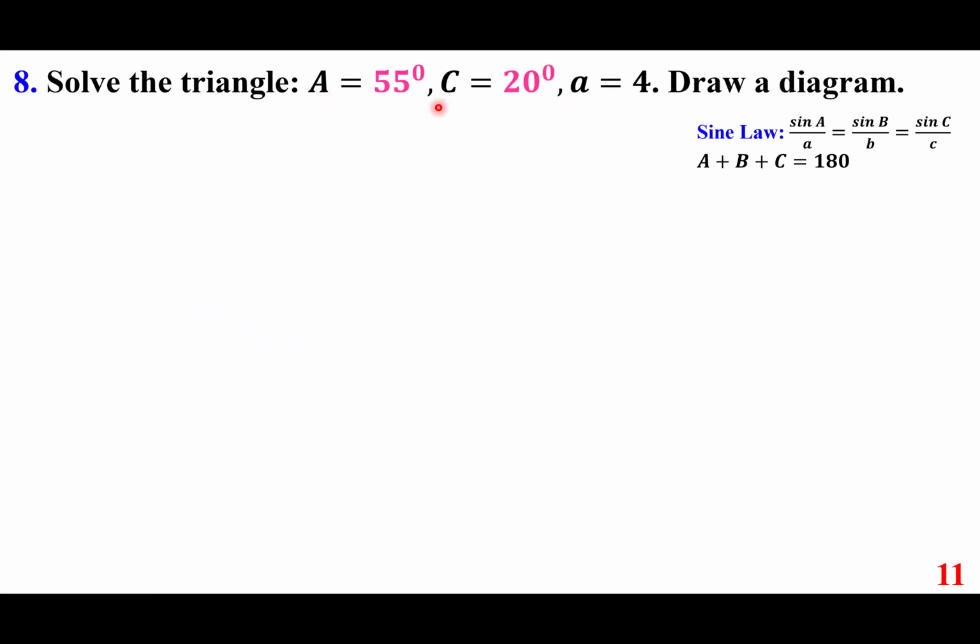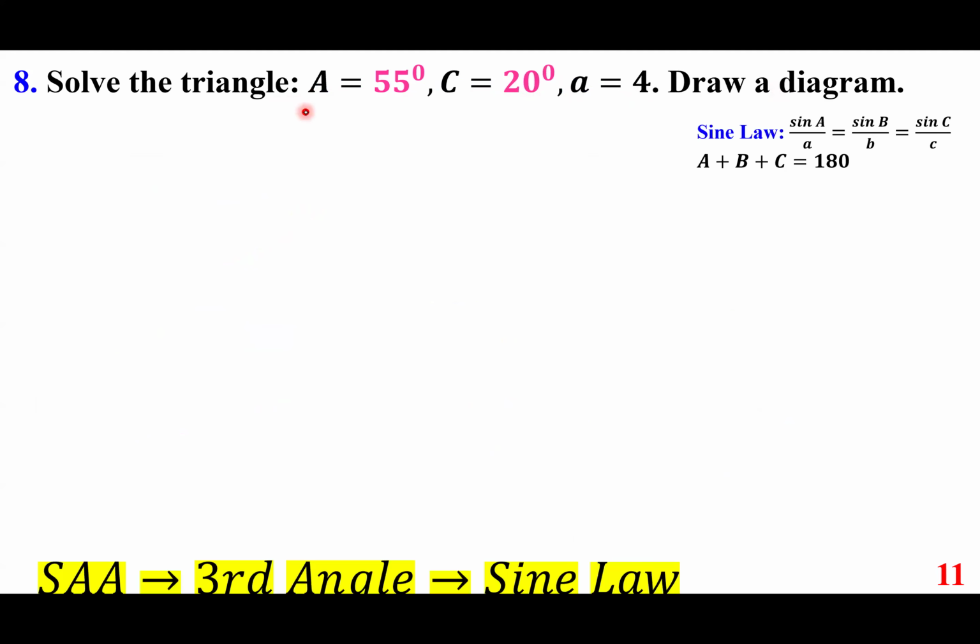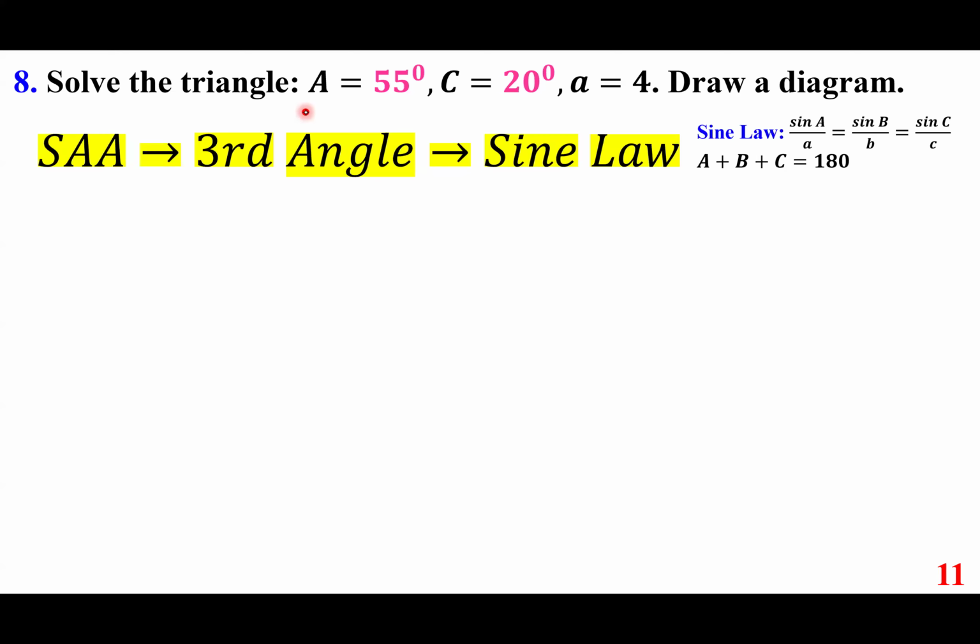A is 55 degrees, C is 20 degrees, a is 4, and we're going to draw a diagram and solve this. Again, we have a side and two angles. Obviously, we first find the third angle and then we use the sine law. Let's look at what we have here.